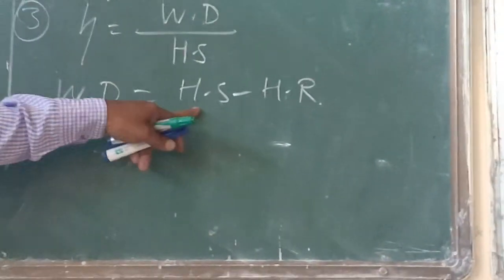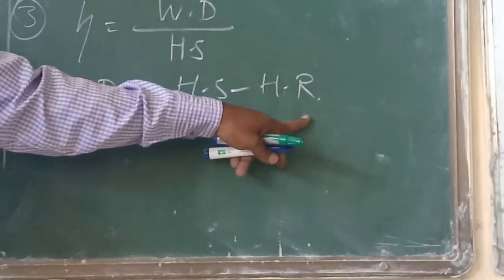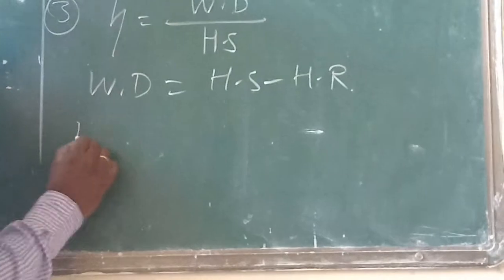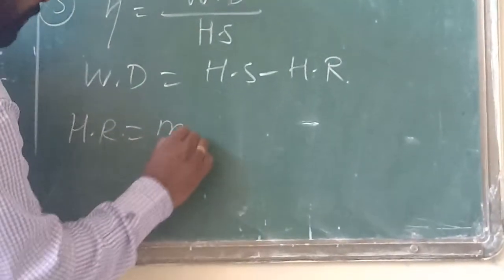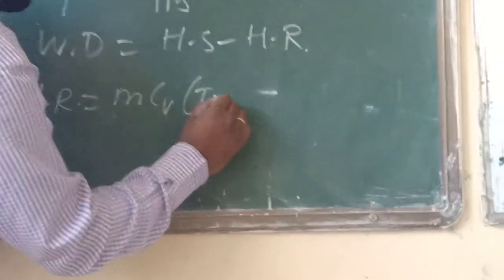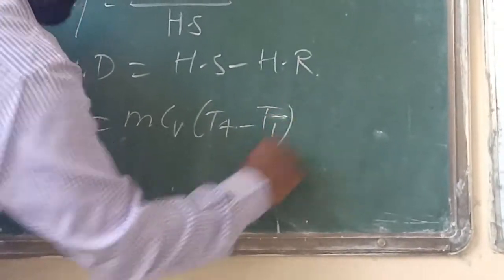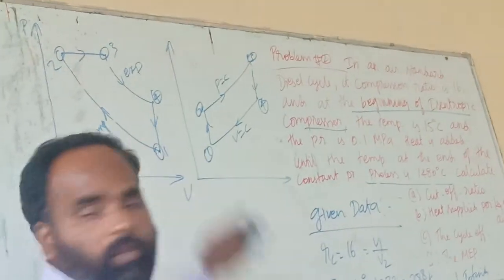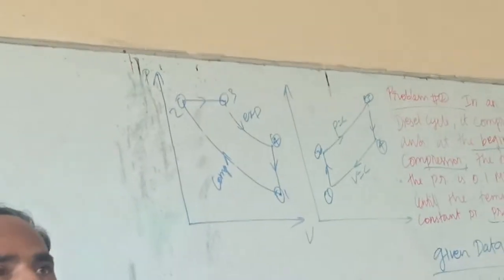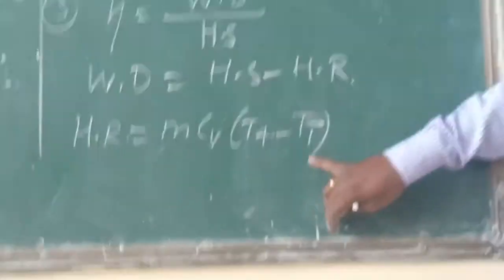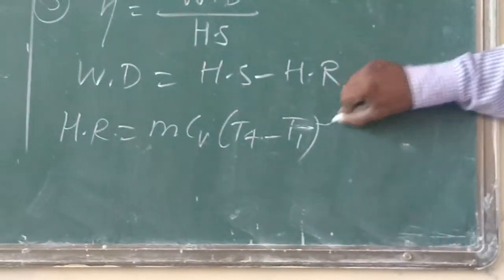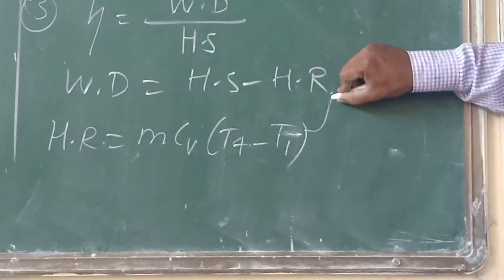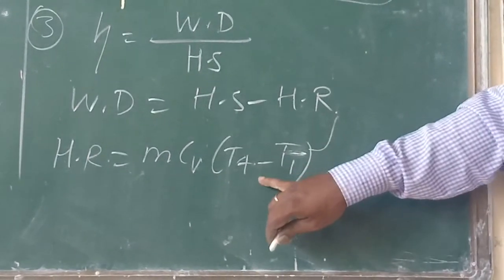In this we know the heat supply. I need to calculate the heat rejection. Heat rejection will be equal to mCv (T4 minus T1). That's process 4 to 1, heat rejection at constant volume. Since it is constant volume, I substitute Cv and maximum temperature minus minimum temperature. In this, I know T1, they given in the problem 288 Kelvin. T4 I have to calculate.